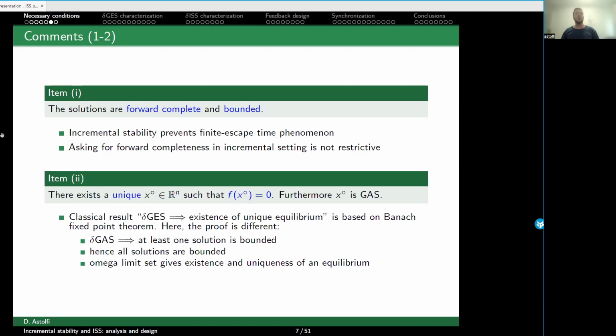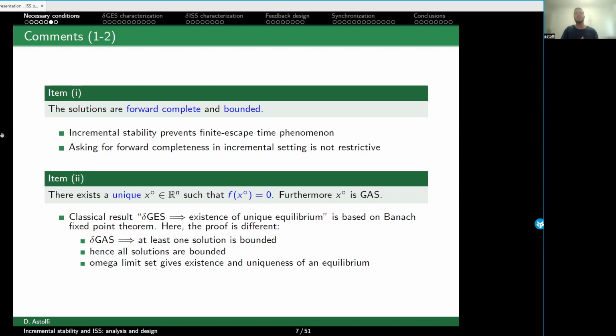The second item shows that if an autonomous system is globally asymptotically incrementally stable, then necessarily it admits only one equilibrium point, which is globally asymptotically stable. The fact that it is globally asymptotically stable is a direct consequence of the fact that the difference between any two trajectories must converge to zero. So the difference between the equilibrium and any trajectory must converge to zero, so the equilibrium must be globally asymptotically stable. I would like to point out that in the context of incremental global exponential stability, this result is very well known, and the proof usually relies on the application of the Banach fixed point theorem on the solution. Here, however, the proof is slightly different, and it is somehow a relaxation, because we use the fact that just delta GAS implies the same result. And the proof goes as I sketched here.